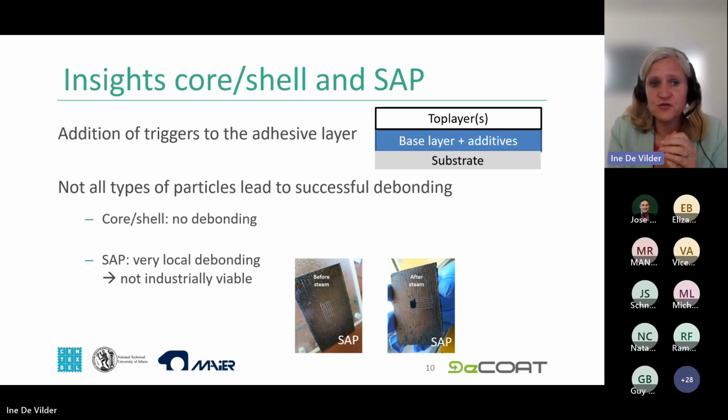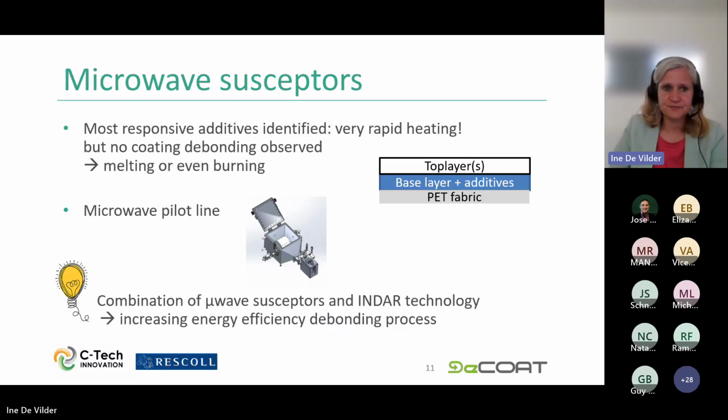So we discarded those two routes in the project. A third one are the microwave susceptors. We checked quite some different types of additives and we could really identify which were most responsive. And we can see actually very rapid heating. But unfortunately, we didn't see a really nice coating debonding. In some cases, you can even melt or burn the substrate material, which is of course not the intention. But they do have a very rapid heating.